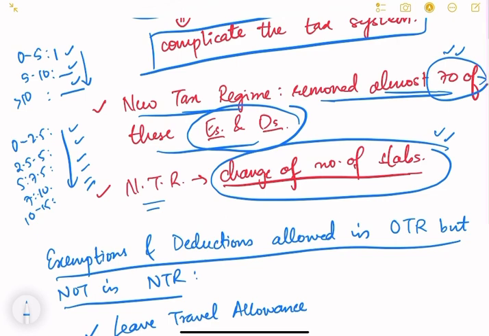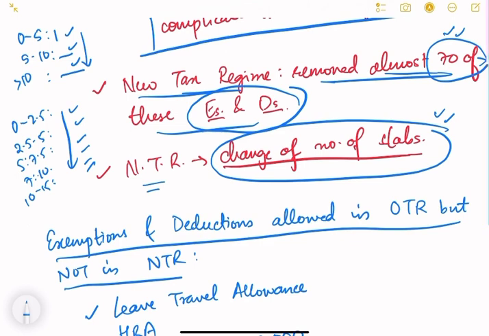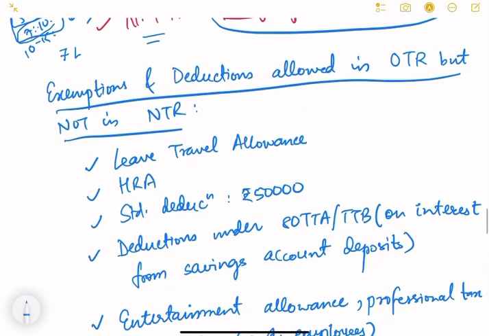Because of this, what is happening is that previously, if your income was say 7 lakh, you were fitting in the 5 to 10 lakh slab, right? But now you are fitting in the 5 to 7.5 slab instead of this bigger 5 to 10 one. So there is some benefit for the taxpayer here, but there are certain deductions and exemptions which are not allowed. Okay, now let us look at them.